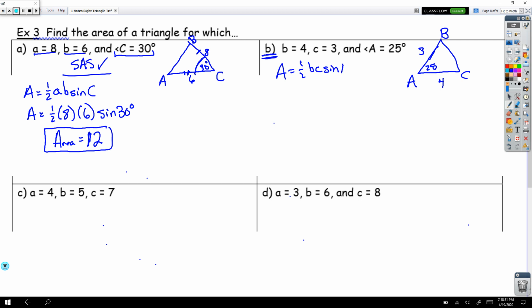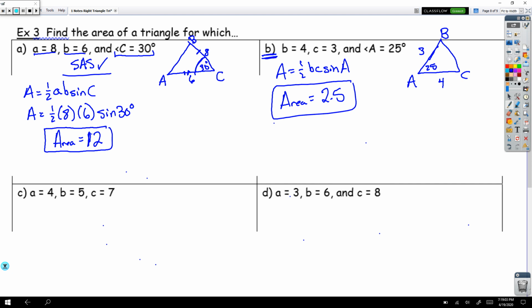BC sine A. So it's always going to be the two sides times the sine of whatever angle, and it's always going to be A, B, and C in some order. So in this case, B and C are the sides and the angle is A. If you look at the first problem, A and B were the sides and C was the angle. It's always going to work out that way. So my area, after I plug in everything, I would get 2.5.